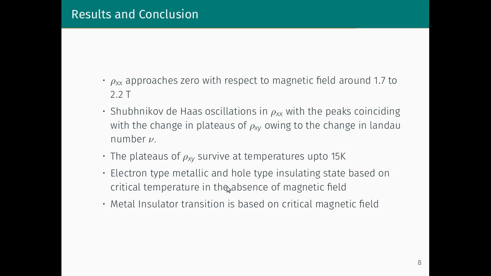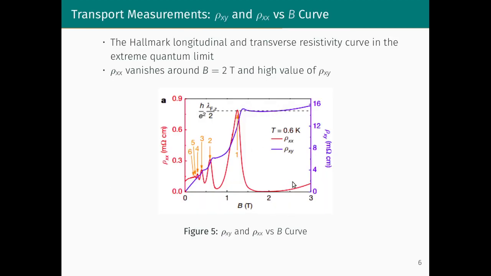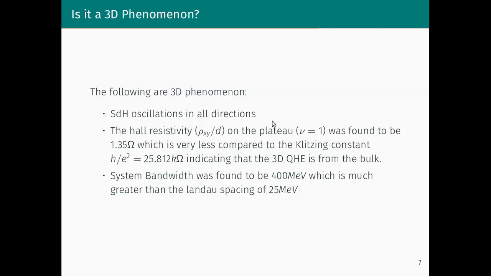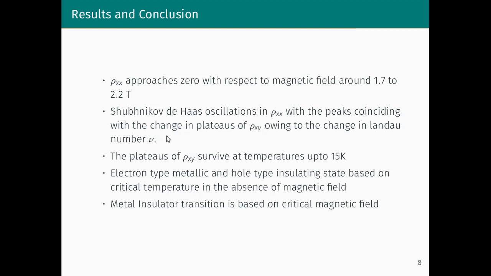We give our conclusion and results here. Rho xx approaches 0 with respect to magnetic field around 1.7 to 2.2 Tesla only. We could see here it's only in this window of magnetic field that we see the vanishing rho xx and high value of rho xy, not anywhere else. We also see Shubnikov-de Haas oscillations in rho xx with the peaks coinciding with the change of the plateaus of rho xy owing to the change in the Landau number. The plateaus of rho xy survive up to the temperature of 15 Kelvin. And on the other hand, we also show the presence of electron type metal and hole type insulating transition, which is driven by the critical magnetic field.